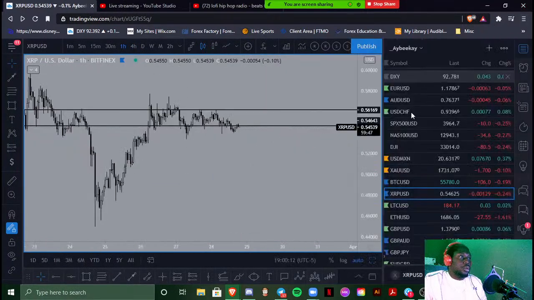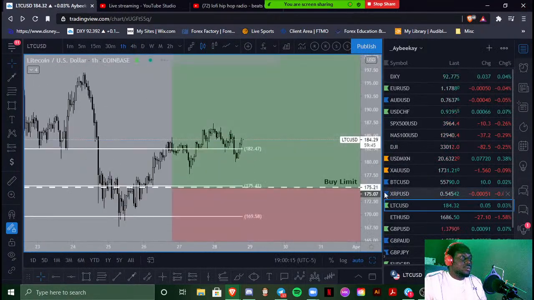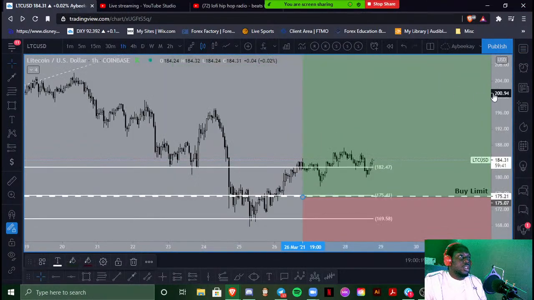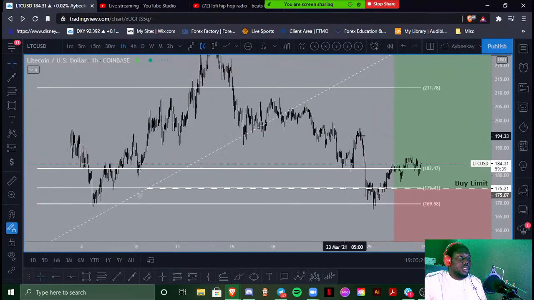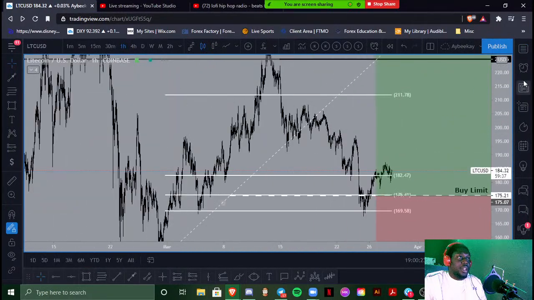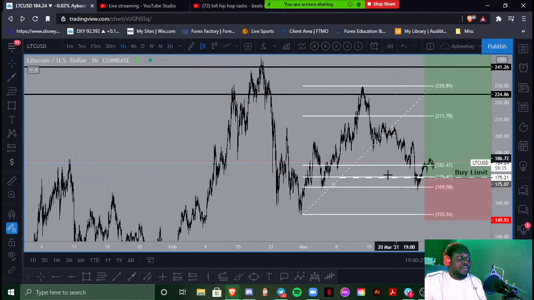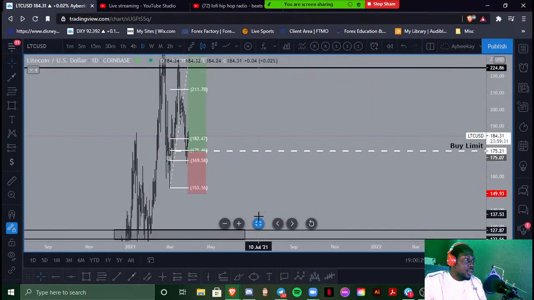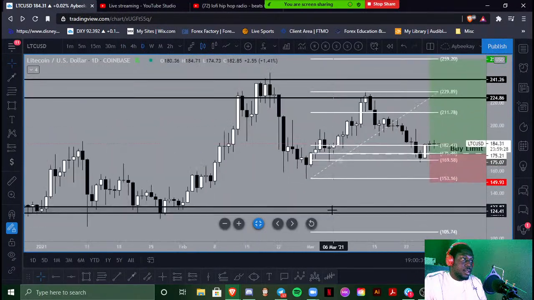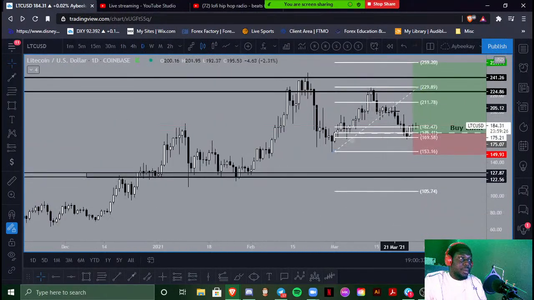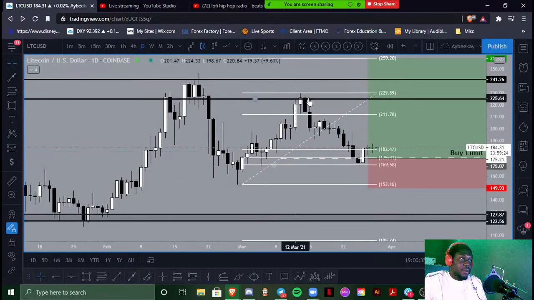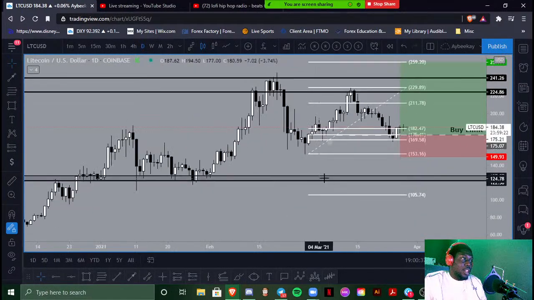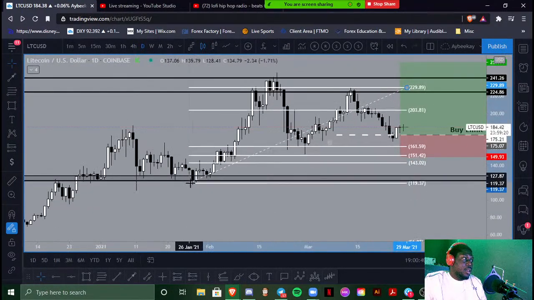Going over to Litecoin. This is still on. Okay, Litecoin. Trade is still running, still in profit, nothing too crazy. I don't really have much to say about this other than if this fib ends up failing, then again, I'm still looking for bullish moves.